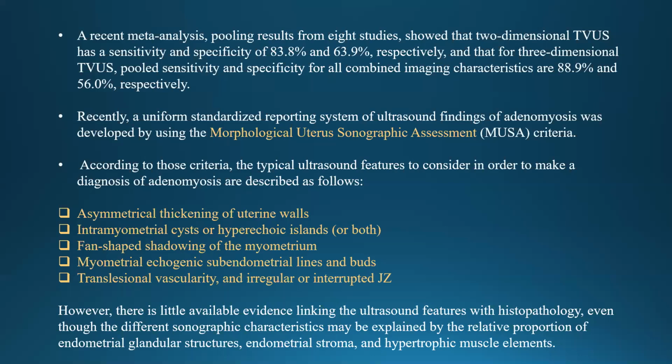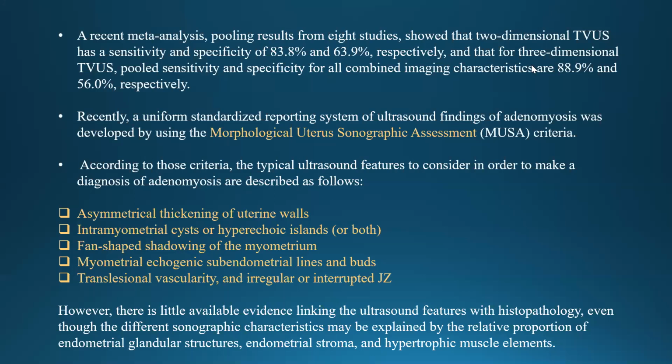That's important to see. You would see intramyometrial, inside the myometrium, cysts or hyperechoic islands, or both. You could see cysts, you could see hyperechoic islands, you could see both. There would be fan-shaped shadowing of the myometrium. There would be myometrial echogenic subendometrial lines and buds. There would be translesional vascularity, and I'm going to talk in detail about the vascularity in a minute.